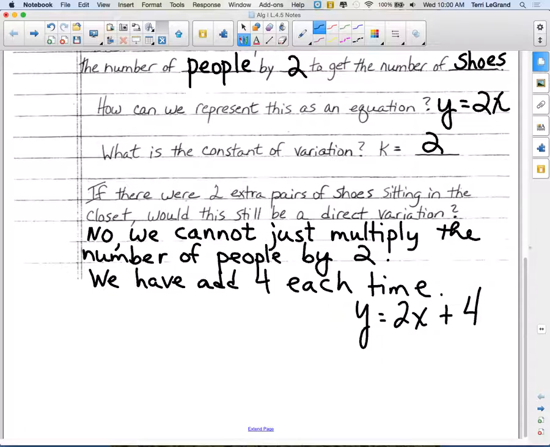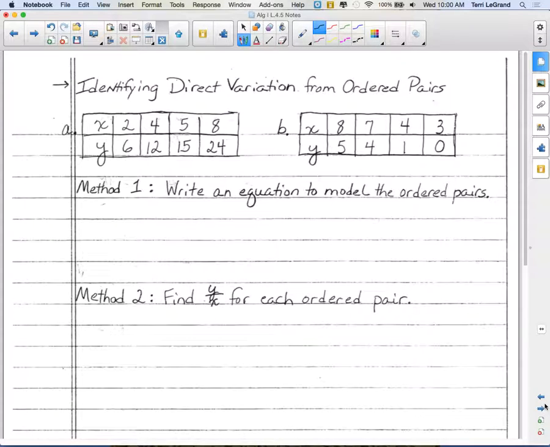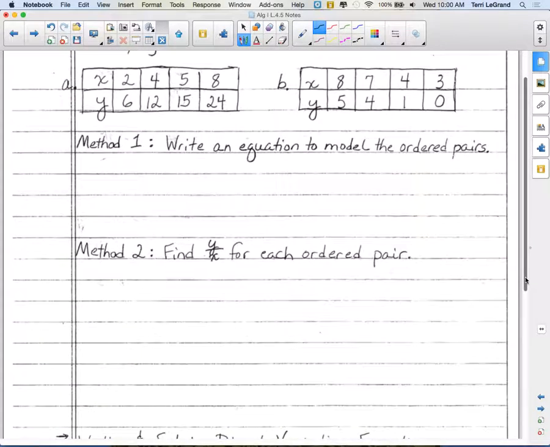Okay, let's go to the back side and let's practice some of the stuff that you're going to have to be able to do in your homework. Identifying direct variation from ordered pairs. When you do it, you have 2 different methods. You have a choice of ways you could do it. One of them is to write an equation to model the ordered pairs. And we learned how to do this already.